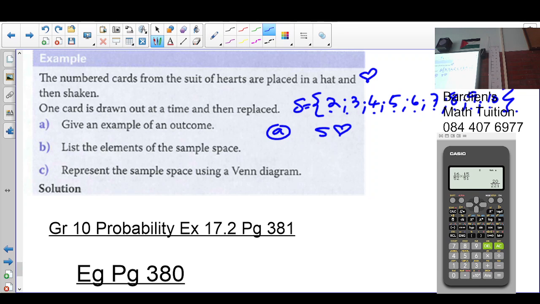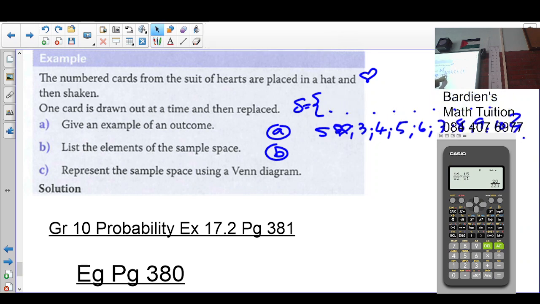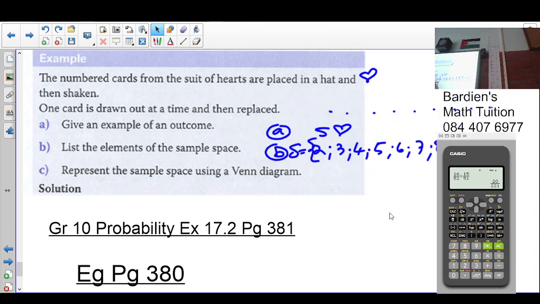Let's look at B. B says list the elements of the sample space. That's exactly what I did here. So there's my sample space. You guys understand? Are there any questions so far?